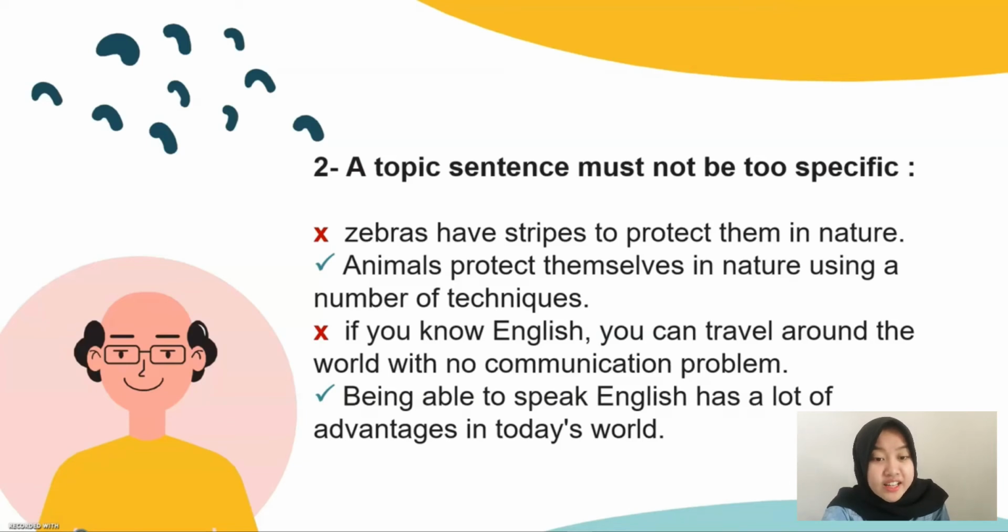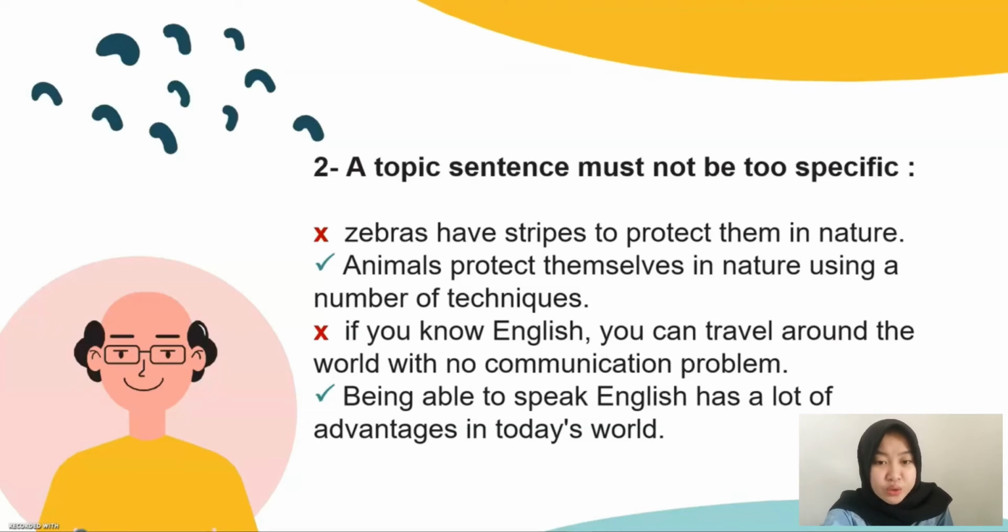But then again, let's change it. Come up with a good topic sentence. Being able to speak English has a lot of advantages in today's world. Now, what do you think of this one? Do you think I can explain this in one paragraph? Of course, because it's not as specific as the previous topic sentence, and I can easily expand it into one paragraph. I can give details, I can support it in different ways, and I can get the reader to agree with me by the end of the paragraph.